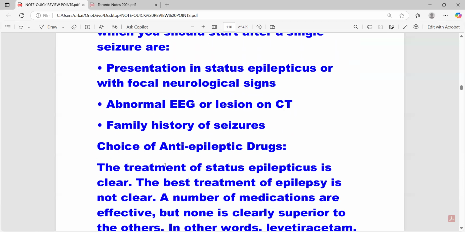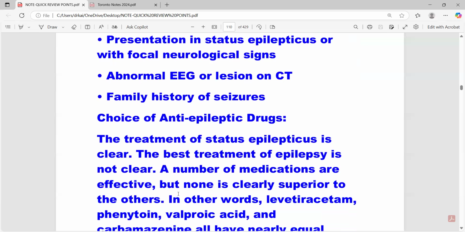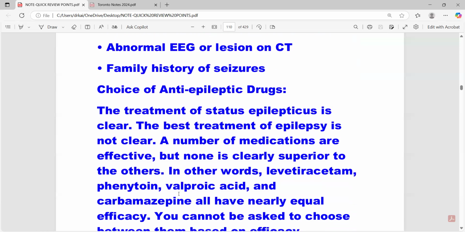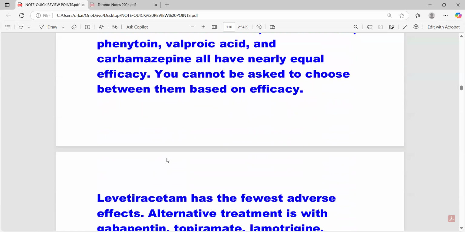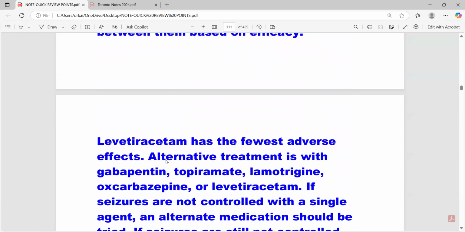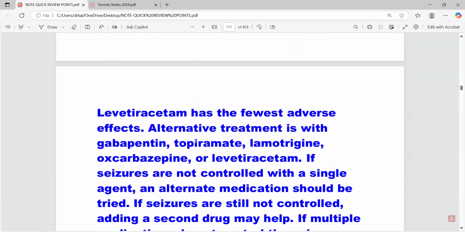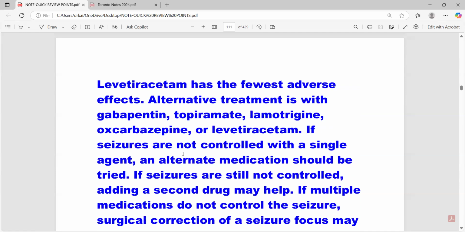The best treatment of epilepsy is not clear. A number of medications can be effective. For status epilepticus, we go for benzodiazepines first. And then, in other words, levetiracetam, phenytoin, valproic acid. So these are the ones. You cannot be asked to choose between them based on efficacy. Levetiracetam has fewer adverse effects. Alternative treatment is with gabapentin, topiramate, so we can switch to those ones.